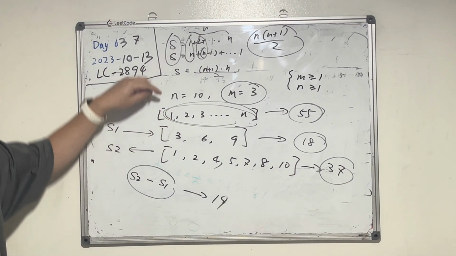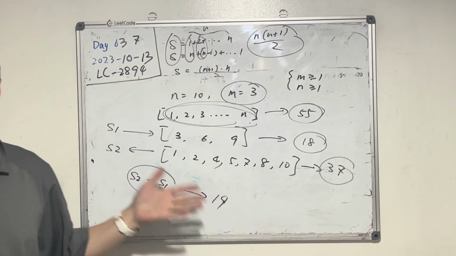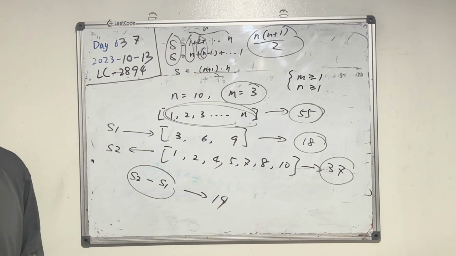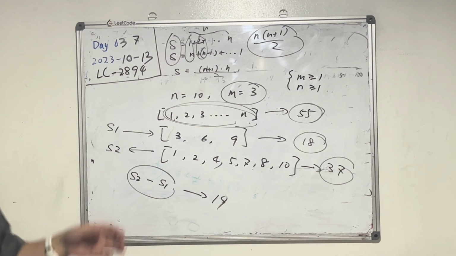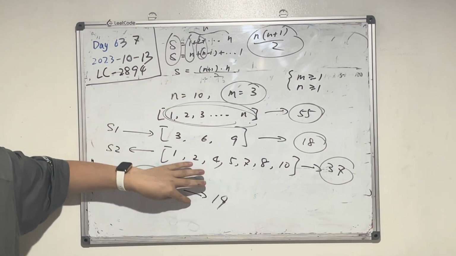So let's say n equals 10, m equals 3, and you need to tell me it's 19. How did I get the number 19? You add up the numbers in each group. So we just find out S1. We just examine each number and then put it in a separate group, alright?